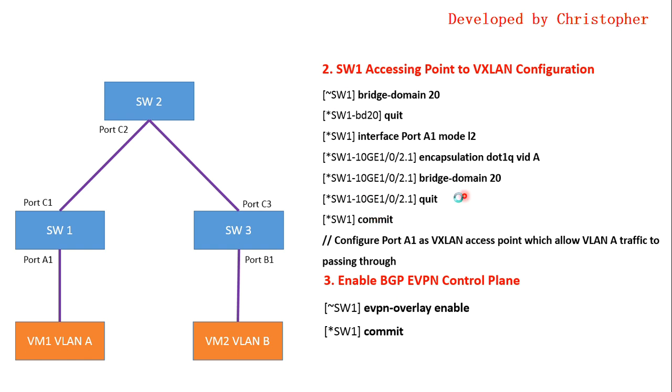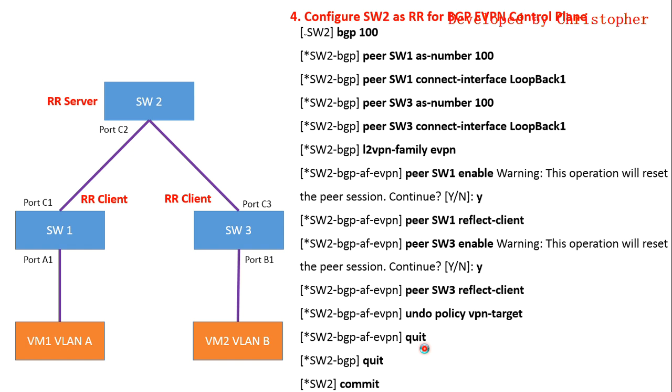This will be configured on switch 1 and 3, because the VXLAN tunnel will be established between them. And then here we enable the BGP EVPN control plane. The control plane will be enabled. Okay. With the help of BGP EVPN, it will establish the VXLAN tunnel automatically via the command EVPN overlay enable, and then save. And then let's take a look at how the control plane will be configured.